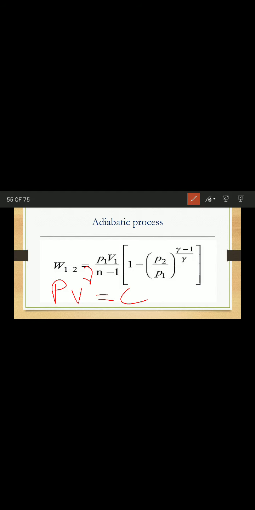So what is the governing equation for polytropic process? PV^n is equal to constant. Only the difference is for polytropic it is n, for adiabatic process it is gamma. Gamma is nothing but adiabatic index, n is nothing but polytropic index. Index, that means it is a number. So these are the governing equations for polytropic and adiabatic process.